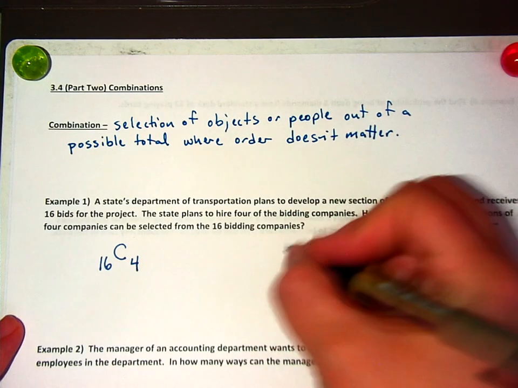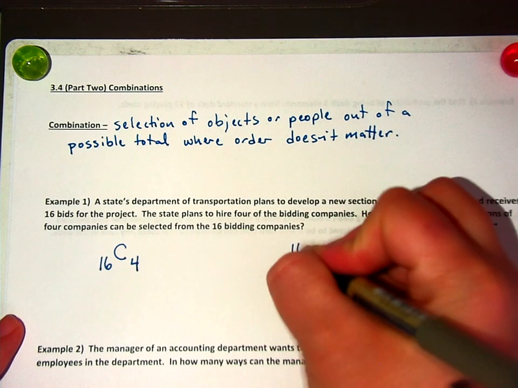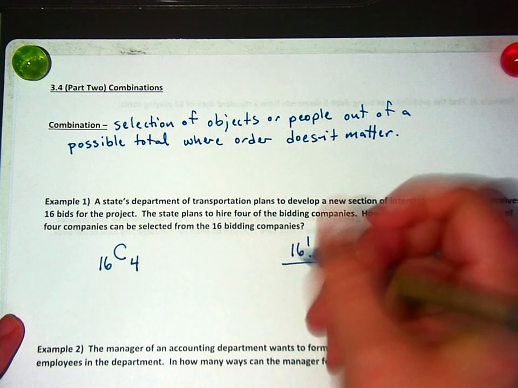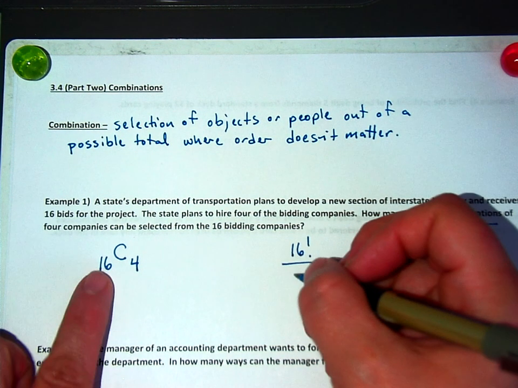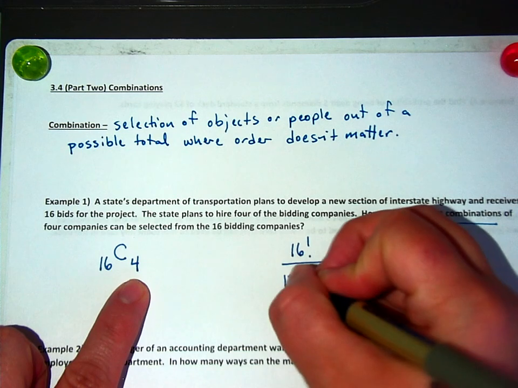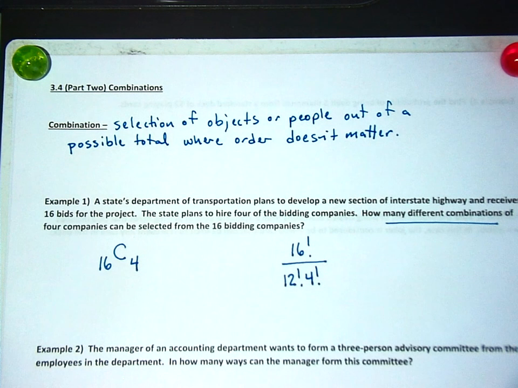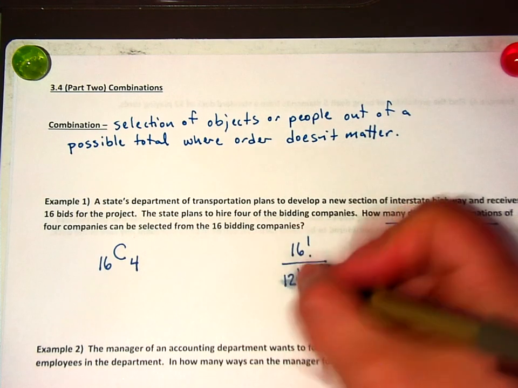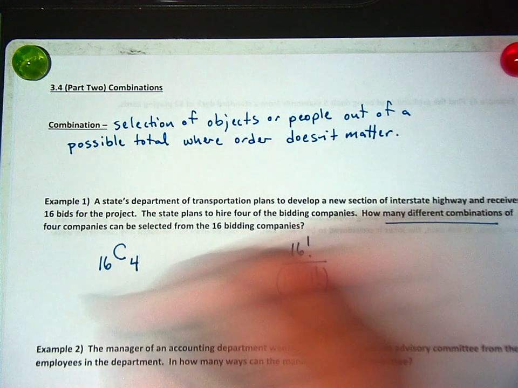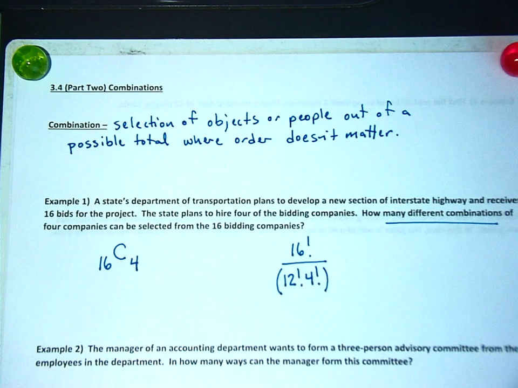Another formula for that would be 16 factorial on top. On the bottom, remember before it was 16 minus 4, which is 12 factorial. But then you would also divide by 4 factorial, which would be how many different ways you can order those 4 things. So these are the 2 different ways you can do it. You can either do it with this formula or that formula. We're going to try both right now.